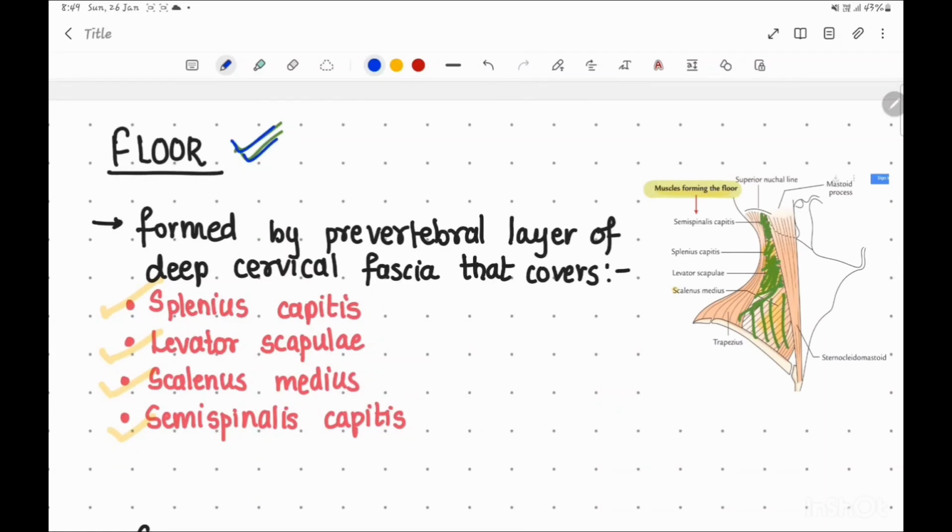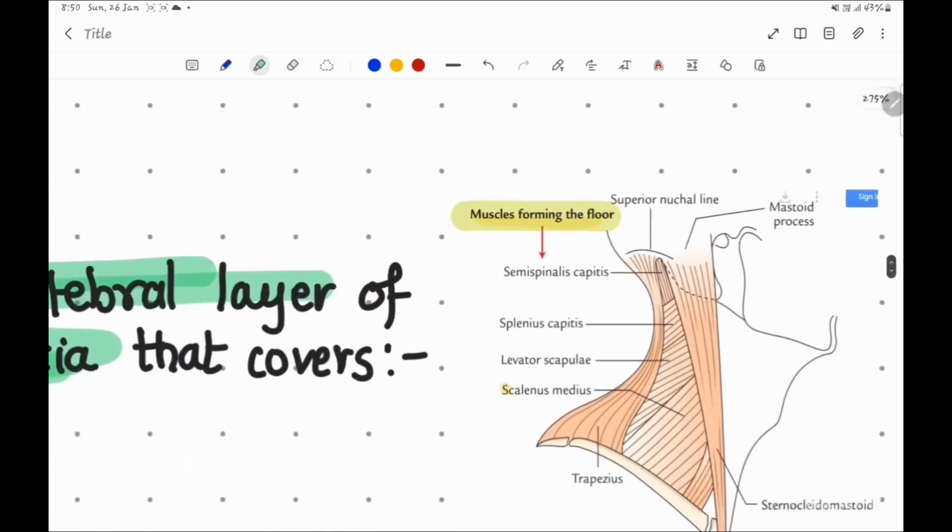The next topic here is floor. It's formed by the prevertebral layer of deep cervical fascia. Now this prevertebral layer of deep cervical fascia is covering the important muscles. I've marked these muscles over here.